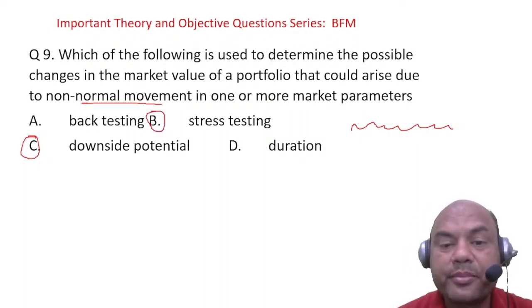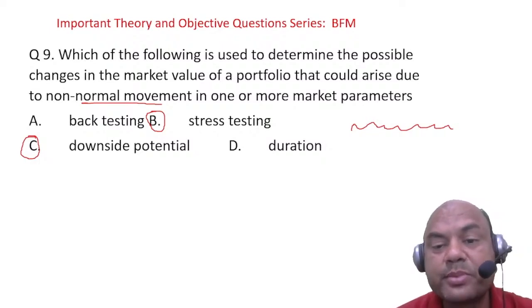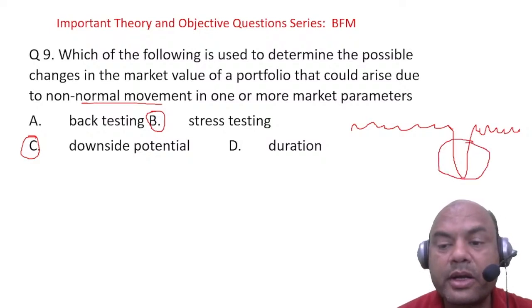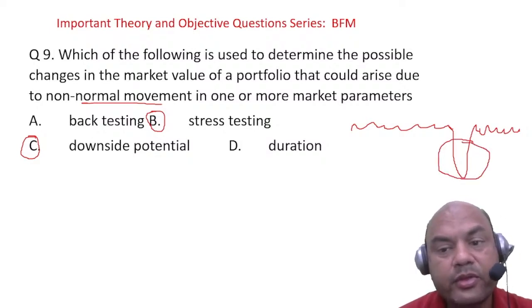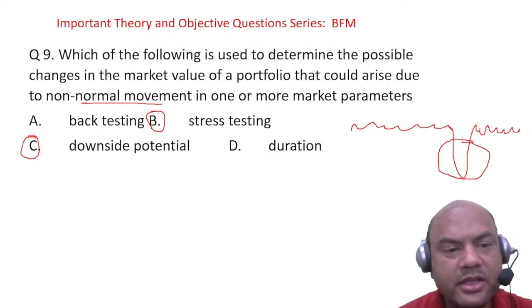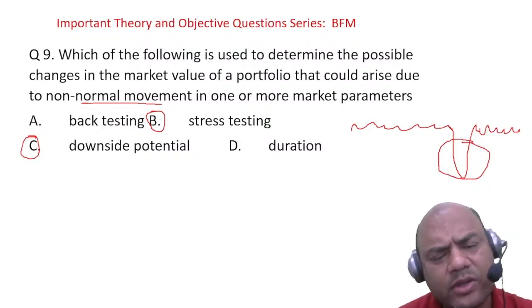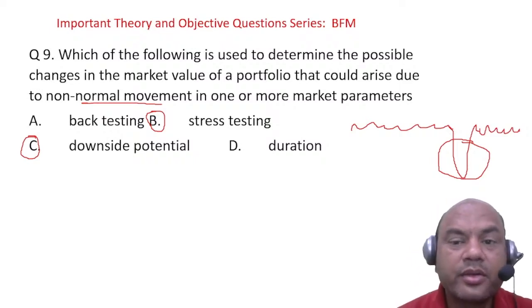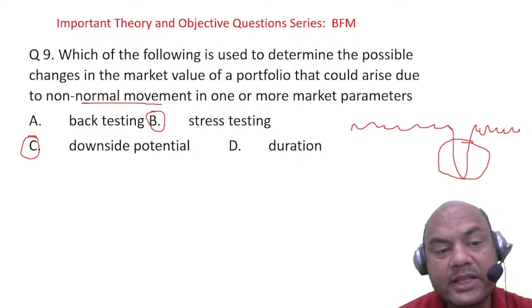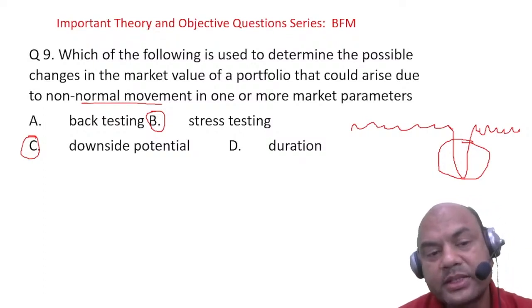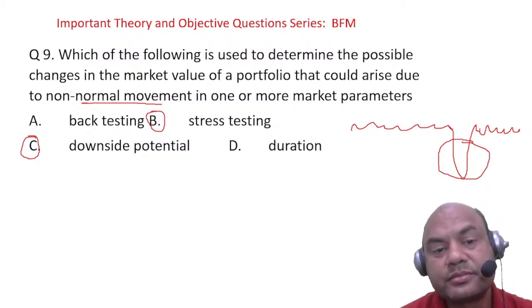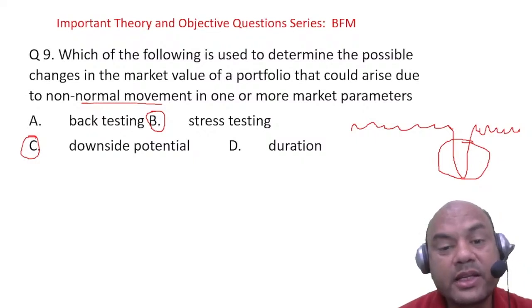Non-normal movement. In which method do I use this non-normal movement? It is this stress testing, the non-normal movement like COVID. Strictly, back testing is not the answer. Duration is not the answer. Duration is a totally different concept. So what is it? Stress or downside? The correct answer is stress testing.